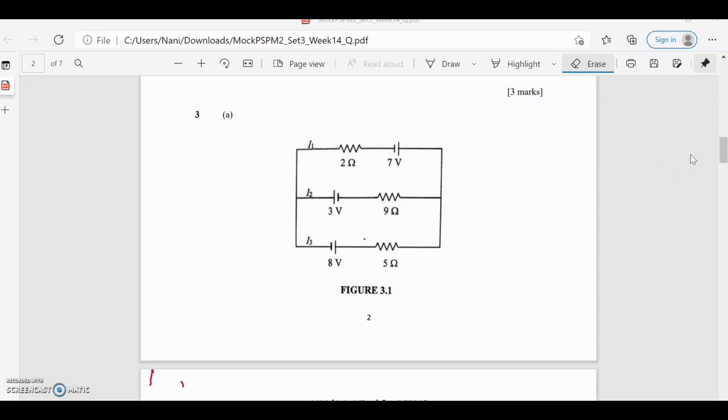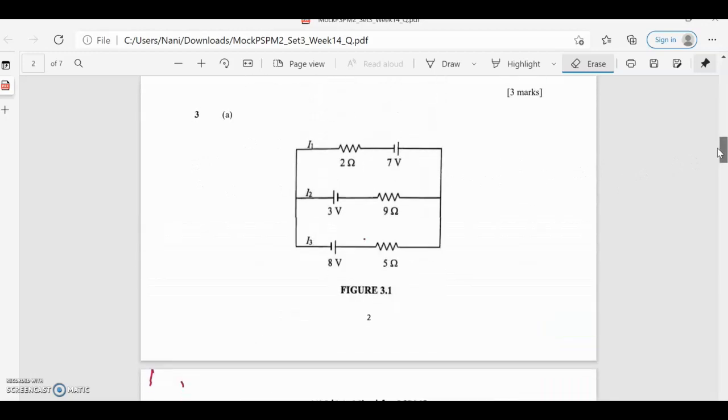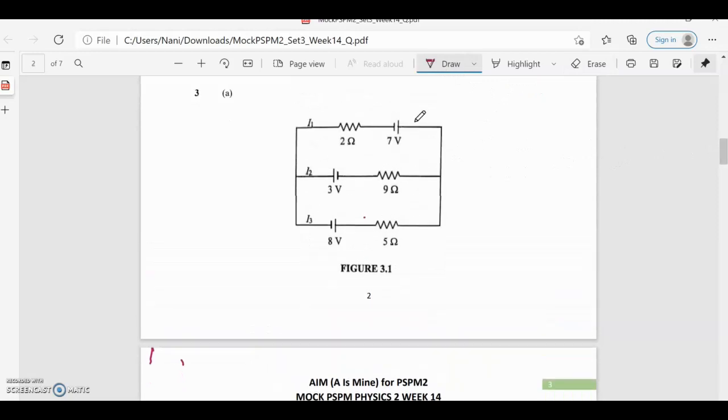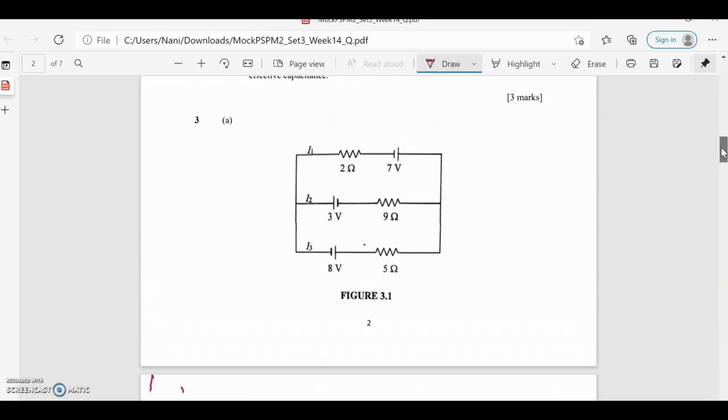So in this video, I would like to show you how to answer question number 3 from the set 3 mock PSPM. Okay, so question 3A, from the circuit in figure 3.1, determine the current I3.